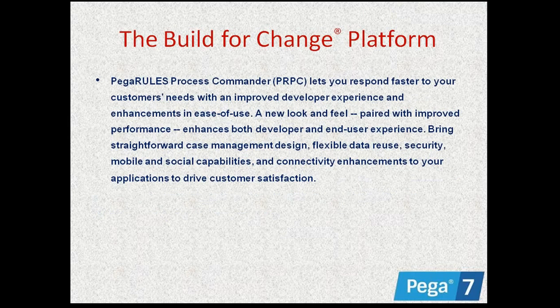And Pega contains some caption. When you go to the Pega site, you'll find a caption like build for change. It is a build for change platform. According to Pega, Pega Rules Process Commander lets you respond faster to your customer needs with an improved developer experience and enhanced ease of use. It means it will automatically respond to the customers. If we get any request, immediately we'll give the resolution and everything. A new look and feel.